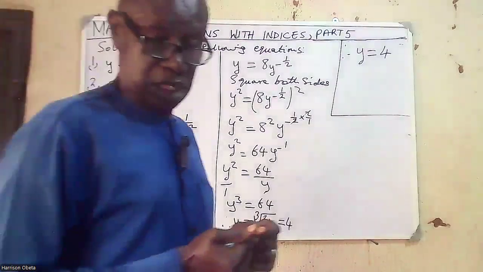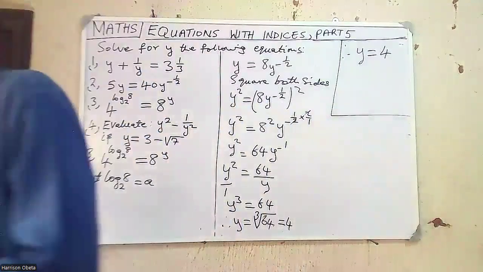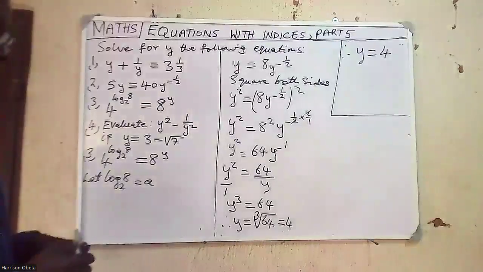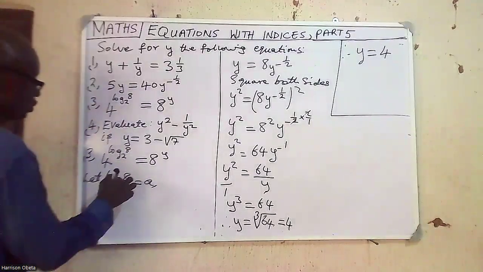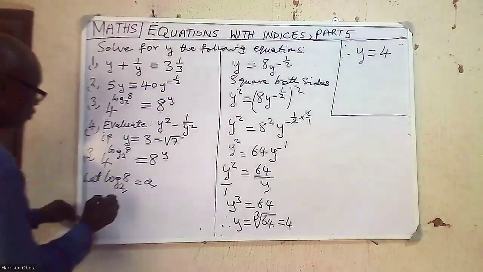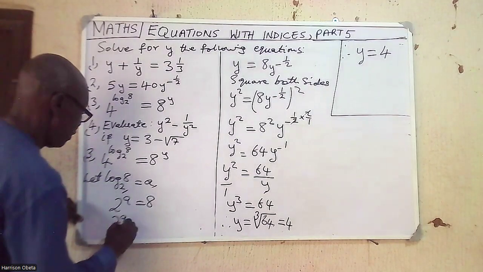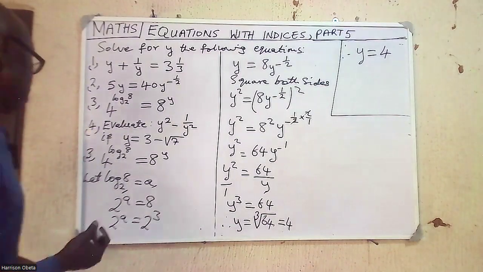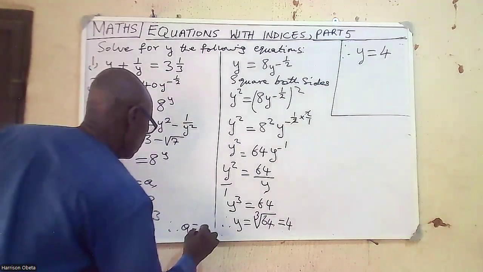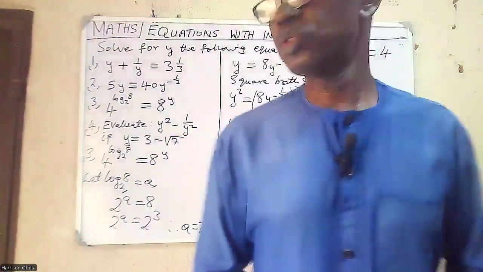And we know that according to the theory of logarithms, the log of any number to any base is the power to which the base must be raised in order to give us the number. That means if I raise this to this power, I must get 8. And that shows that 2 raised by a is equal to 8. 2 raised by a is equal to 2 raised by 3, because 2 times 2 times 2 is 8. And that means that a is equal to 3. So it means that log 8 to base 2 is equal to 3.